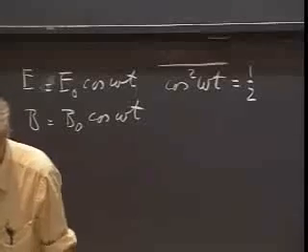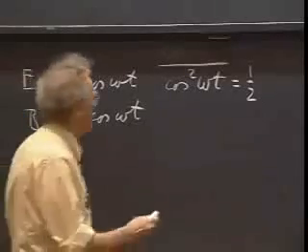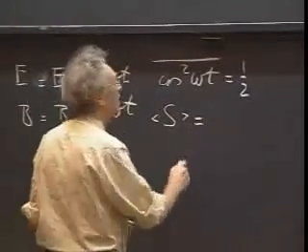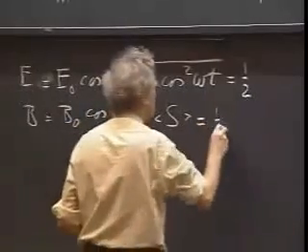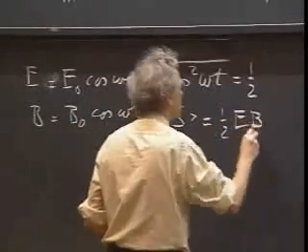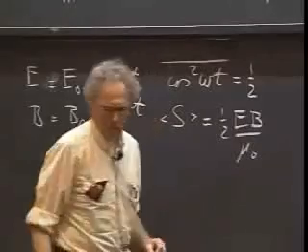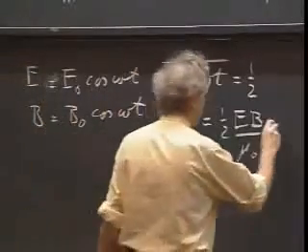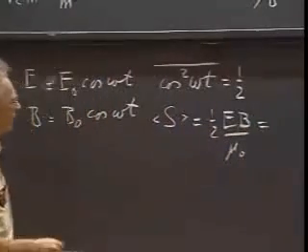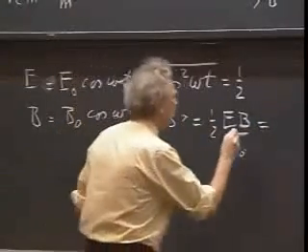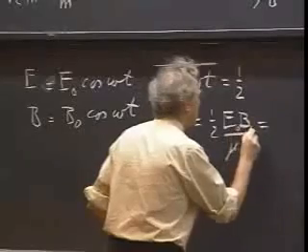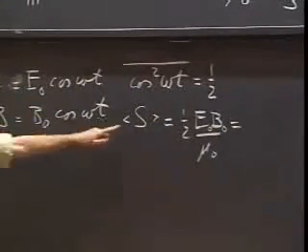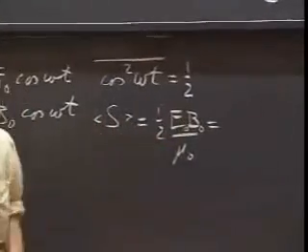And so we can conclude then that the average value of the Poynting vector, time averaged, is 1/2 EB divided by mu 0, for which you can also write 1/2 E0 B0. It's important that you have the E0 because the cosine squared average is 1/2. So here are the amplitudes.